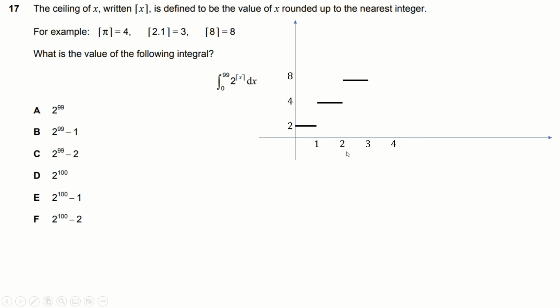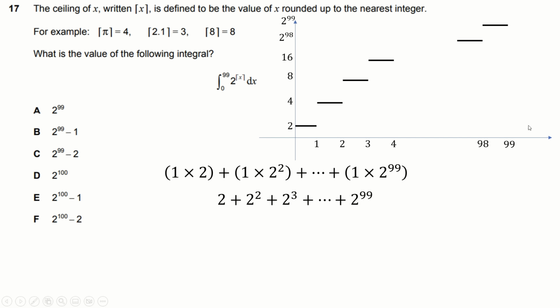And you keep doing this until you get all the way to 98 and 99, when up to 98, you're doing 2 to the power 98, and up to 99, you're doing 2 to the power 99. This is kind of like a logarithmic scale, I think, is what I'm going to argue here. But anyway, now the integral of this between 0 and 99 is just the sum of all of these areas. So it's going to be 1 times 2 plus 1 times 2 squared plus 1 times 2 cubed, and so on, all the way up to 1 times 2 to the 99. Don't need the ones, obviously. And now this is just a geometric series with a equals 2 and r equals 2.